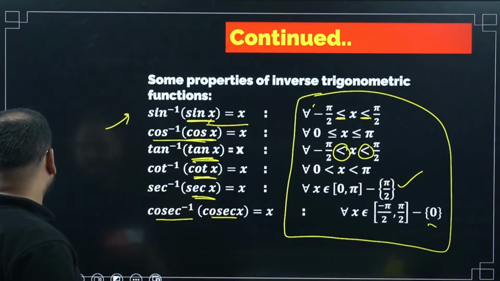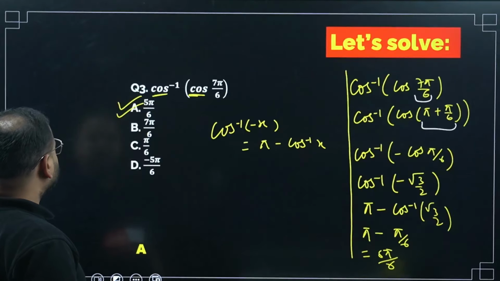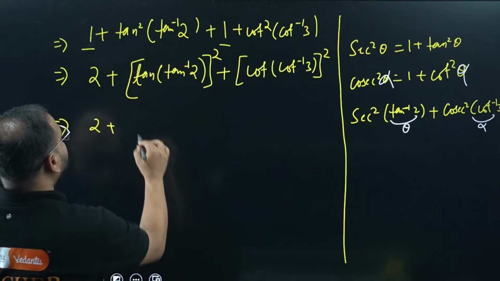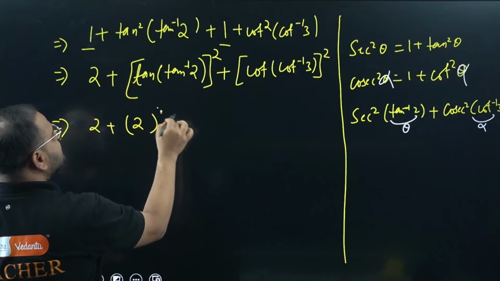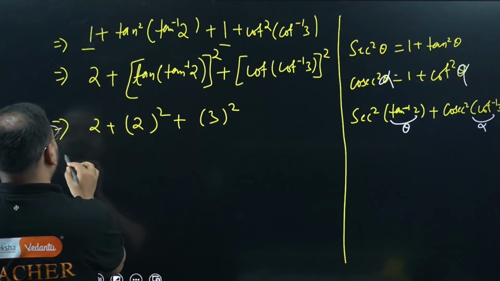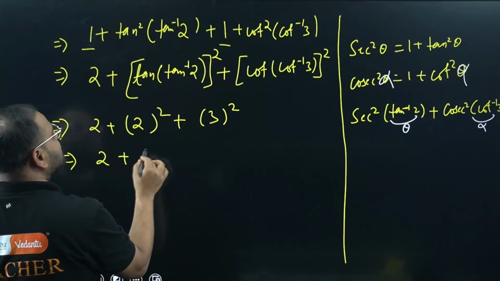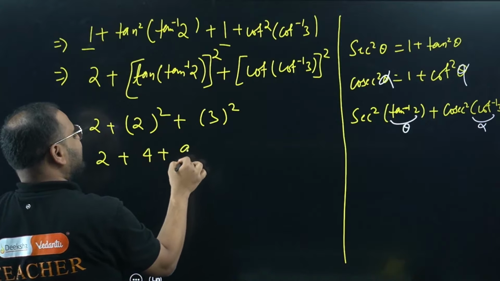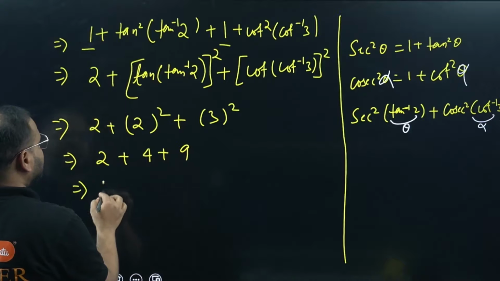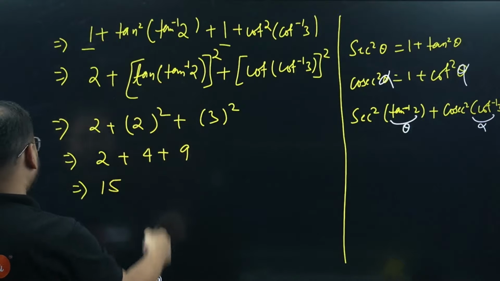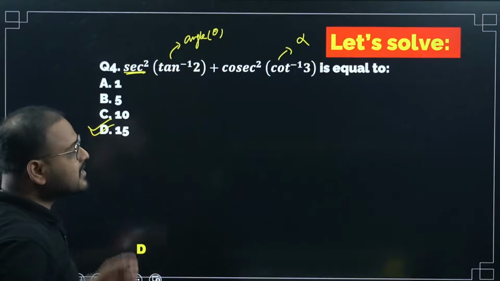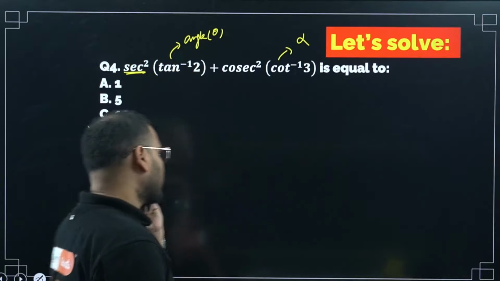Okay, same result. So this will give me 2. And what is this? Under whole square, this is again 3. What is this? Under whole square. The answer is 2 plus 2 square is 4, 3 square is 9. 9 plus 4 is 13 plus 2 is 15. So my answer is 15. Option D, 15 is correct.